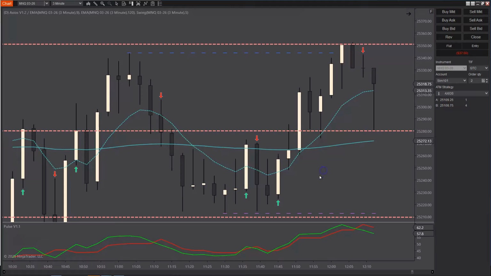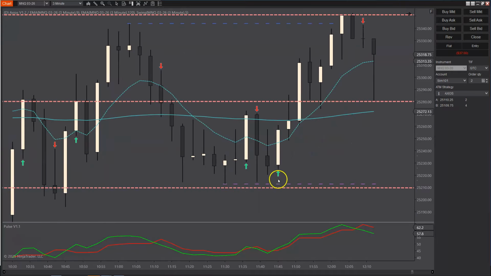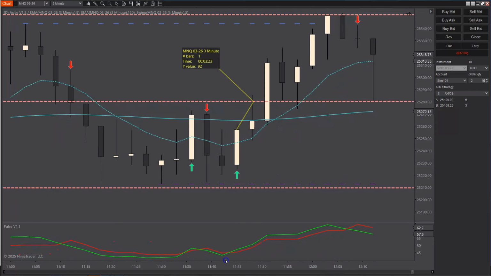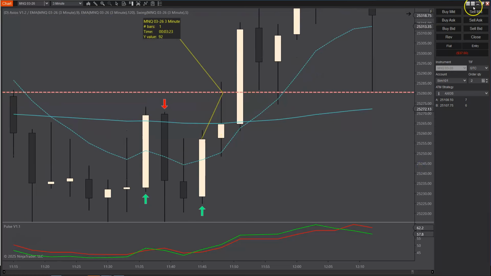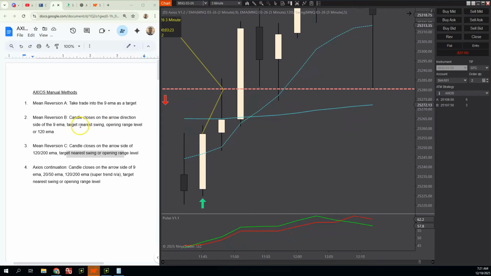This one's pretty interesting. We got our green arrow candle, if you will, and then we could target our one. Well, see, that wouldn't even be enough. 30? Nope. We have to target the middle of the opening range there. But then we have a possibility of a Mean Reversion C setup. So this was the B trade. Candle closes on the arrow direction side of the 9 EMA. Target the nearest swing. In this case, we're targeting the opening range because it's over the 40 ticks.